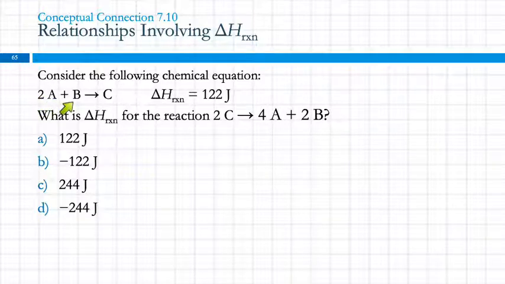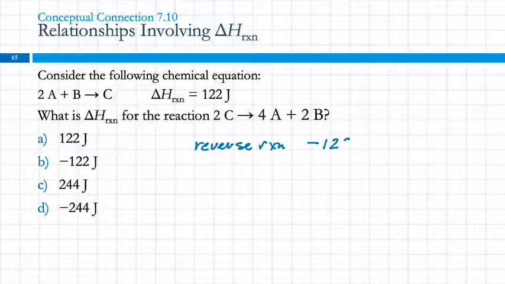Here we've got 2A plus B going to C, and delta H is 122. The question is asking us for delta H for this. So we have to ask ourselves, how is this equation different from that one? It's reversed, right? Here we've got A and B going to C. Here we have C going to A and B. So what's that going to do to delta H? It's going to change the sign, right? So reversing the reaction, now we've got minus 122 joules.